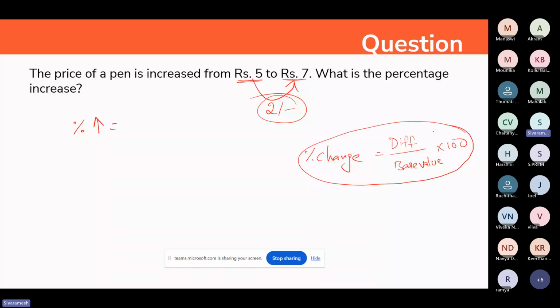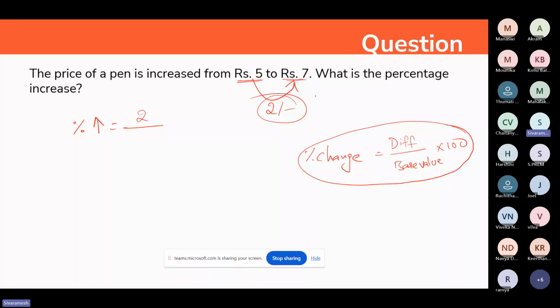Percentage increase or percentage decrease: difference by base value into 100. Now, you might be thinking, sir, the formula is easy, we can apply the same formula. So for percentage increase, 5 rupees to 7 rupees, it got increased by 2 rupees. The difference is 2 rupees. Now the most confusing part for many students is the base value. Some students will be thinking, sir, what is meant by base value? Should we consider it as 5 rupees or 7 rupees? A few people will get confused about whether the base value is 5 or 7.